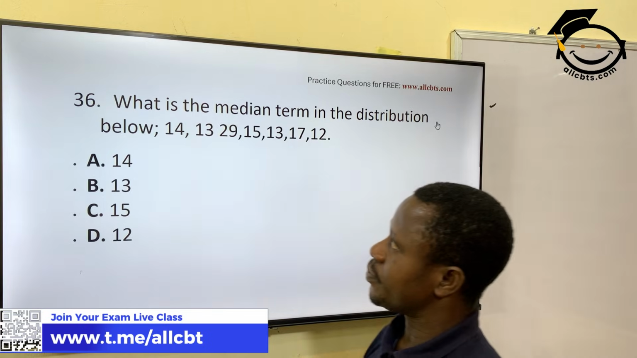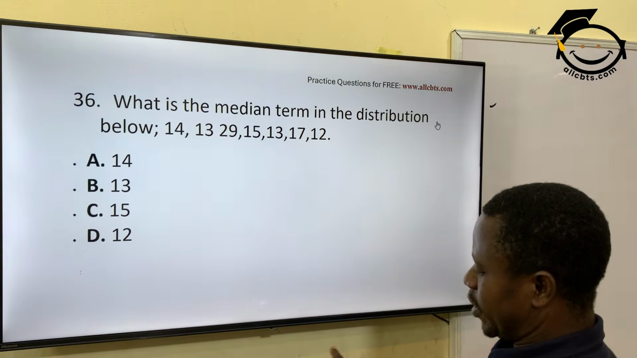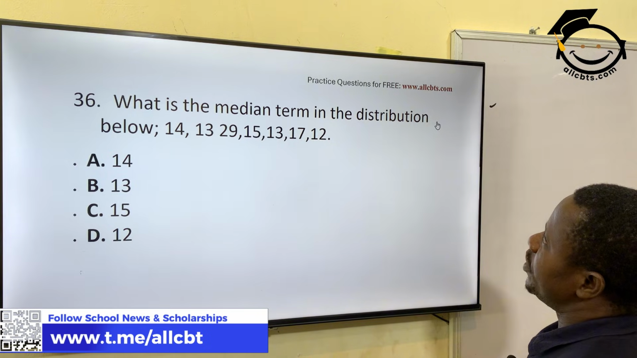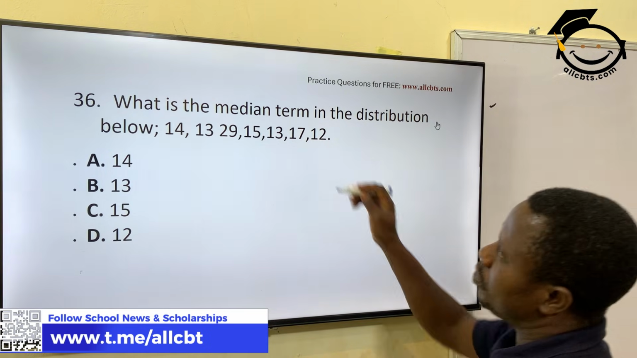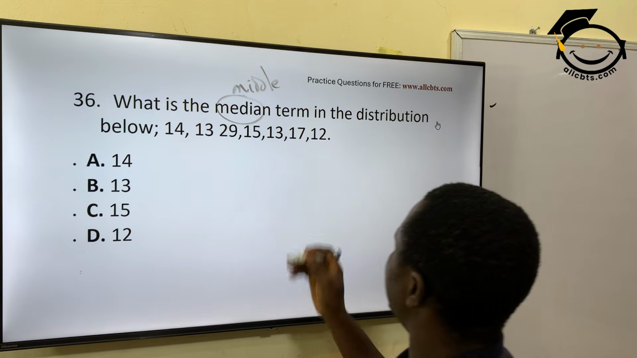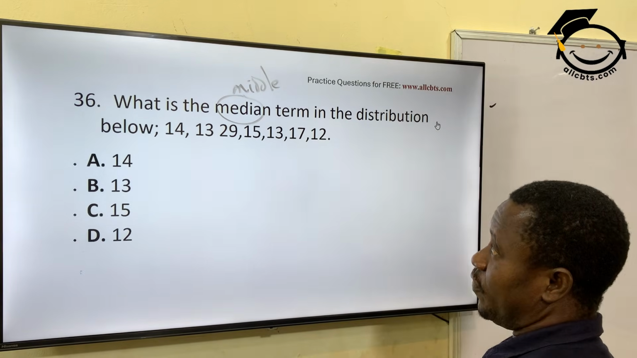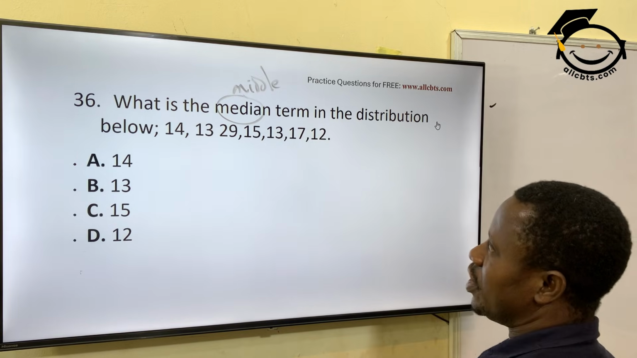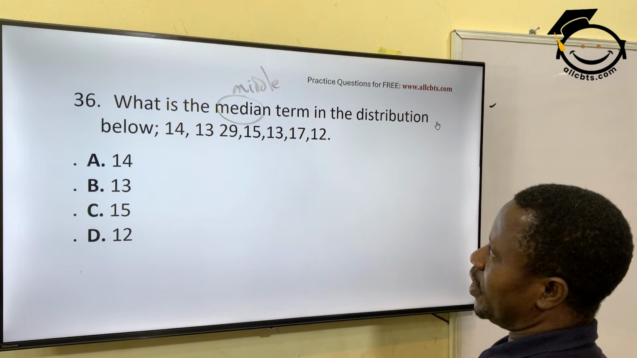The next question. What is the median term in the distribution below? For it to be the median means the middle. The one in the middle, the number in the middle. To get that, the value in the middle, you have to rearrange either in ascending or descending order. So let's arrange it now.